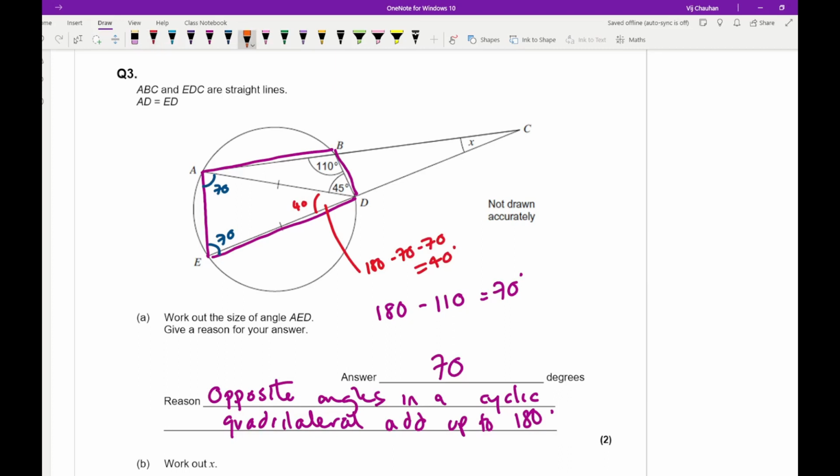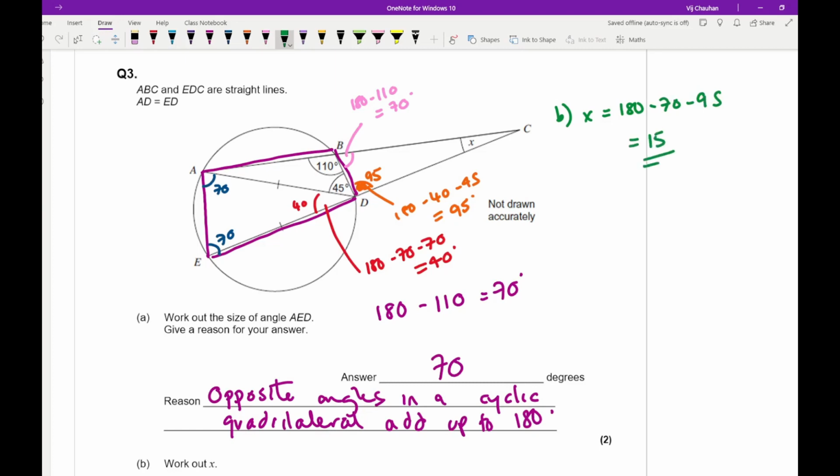Then from this, we can work out what this angle here is going to be, and that's going to be 180 minus 40 minus 45, which equals 95 degrees. And so that's 95. And then we can also work out what this angle is, because angles on a straight line. So it's 180 minus 110, which equals 70 degrees. So then to work out X, if I just write B, X equals 180 minus the two angles that we know from the triangle, so minus 70 minus 95, which gives me an answer of 15 degrees.